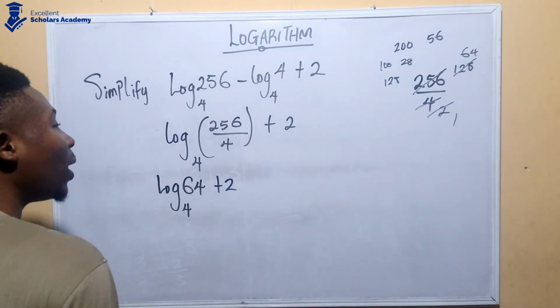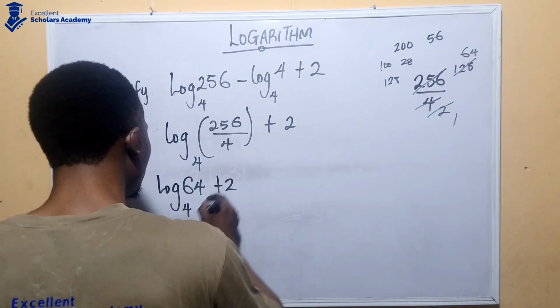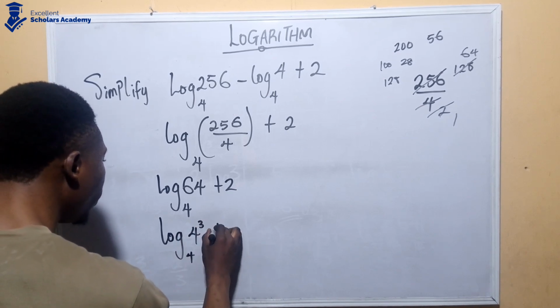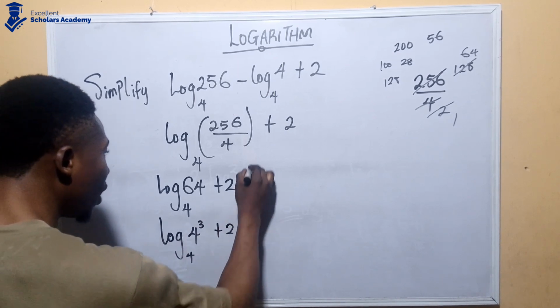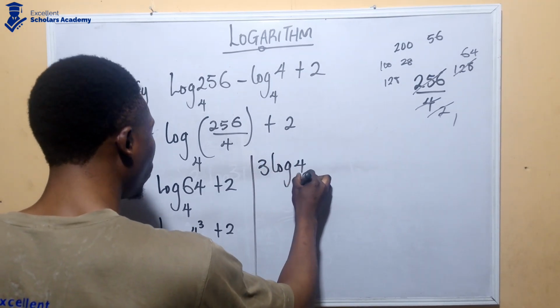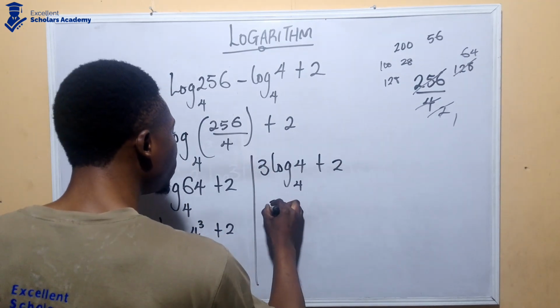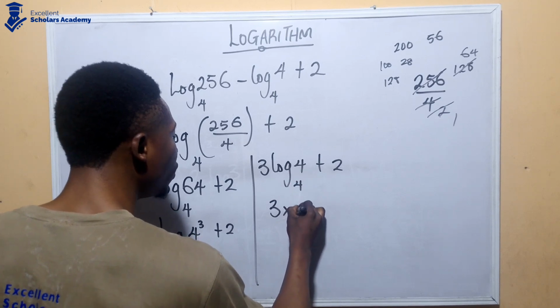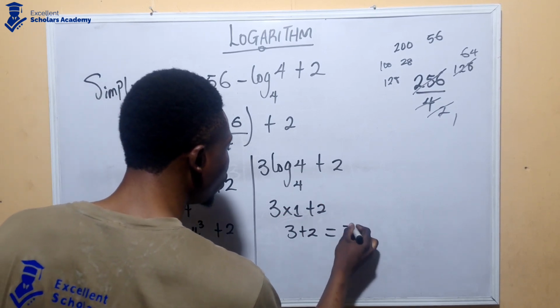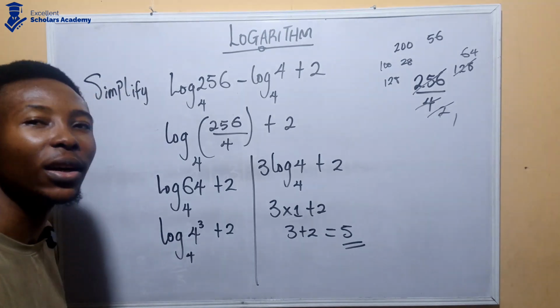So 4 to the power of 3 will give us 64. So this becomes log 4 to the power of 3 base 4 plus 2. Now the 3 comes behind according to the law of logarithm, and it becomes 3 log 4 base 4 plus 2. This becomes 3 multiplied by log 4 base 4, which gives you 1, plus 2. 3 times 1 gives you 3 plus 2, which gives you 5. So 5 is the final answer to this question.